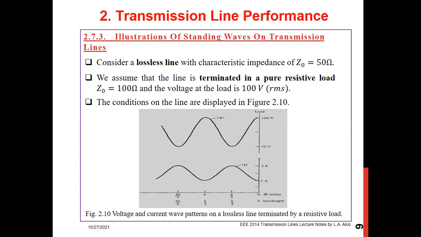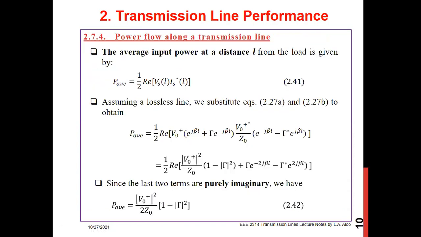Okay, good. Now I want us to have a look at a new item on power flow along a transmission line. Now, there are different types of powers. We have mean power or average power. Now, the average input power can be specified at any given point along the transmission line using equation 2.41.